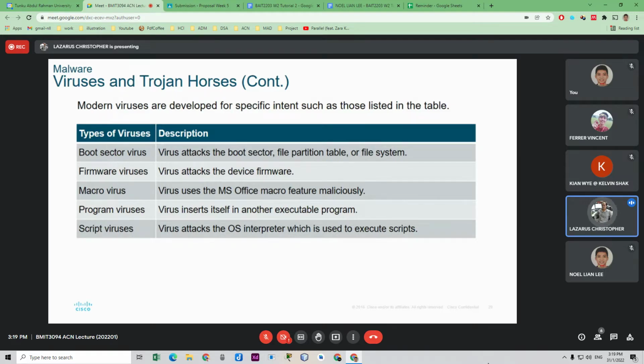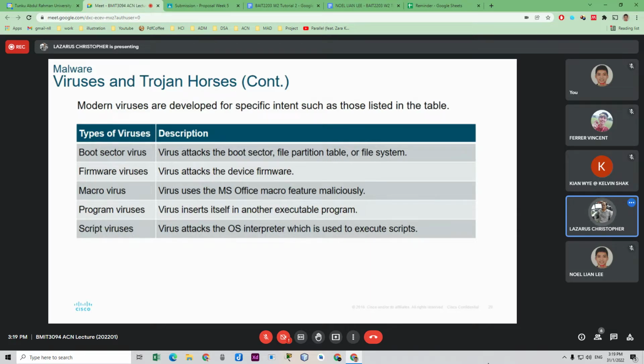Firmware viruses attack your device firmware. That includes your BIOS. Your BIOS can be infected also, right? Okay, but it's a more sophisticated attack if it's the BIOS firmware.